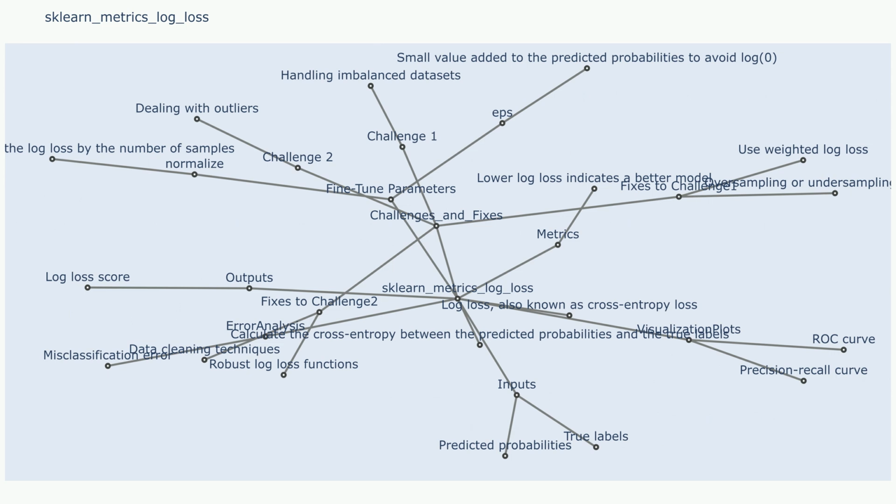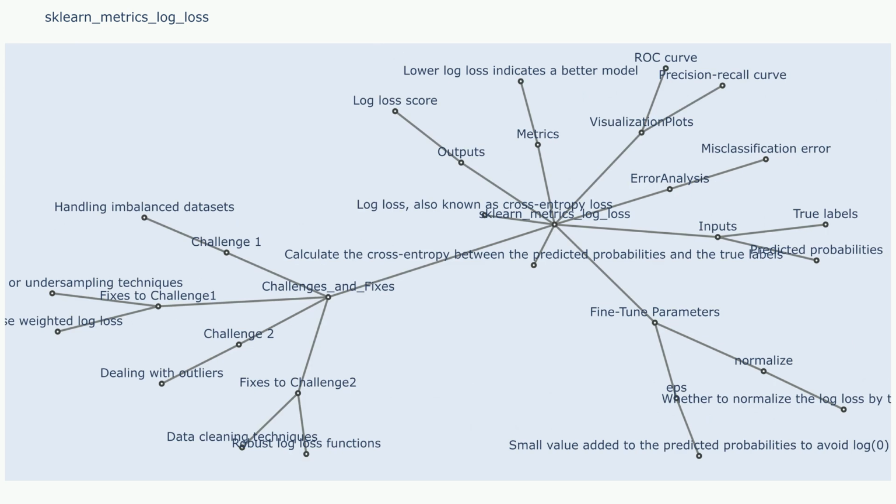Log loss can be used to estimate the uncertainty of a model's predictions. A higher log loss value indicates higher uncertainty in the model's predictions.